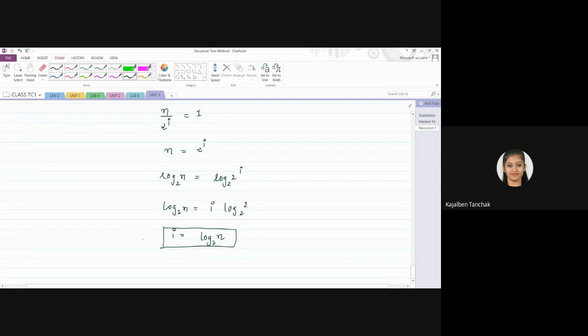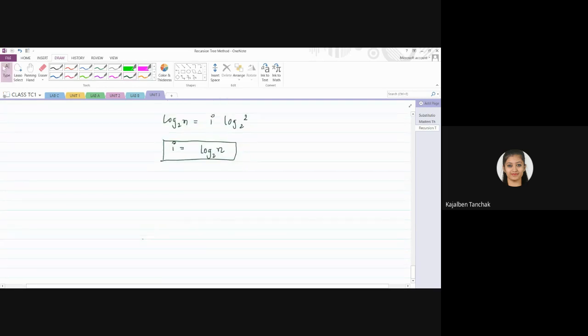Now, next thing you have to find out, that is level of tree. How many levels will be there? This is the new thing in this example, level of tree. Which is nothing but depth plus 1. So your depth is what? Log n plus 1. This will be the level of tree.